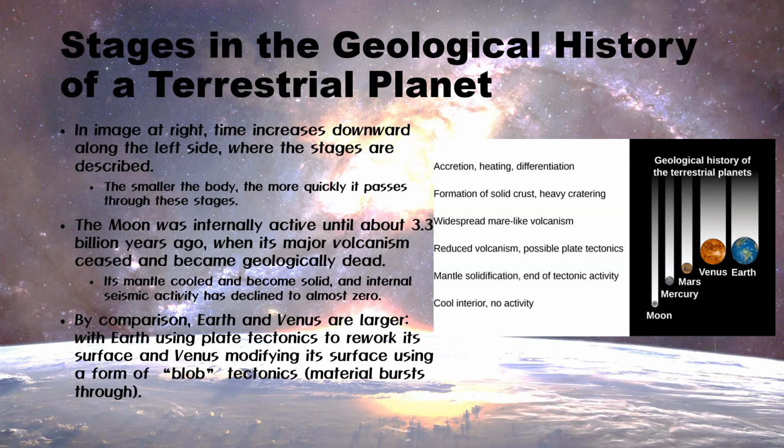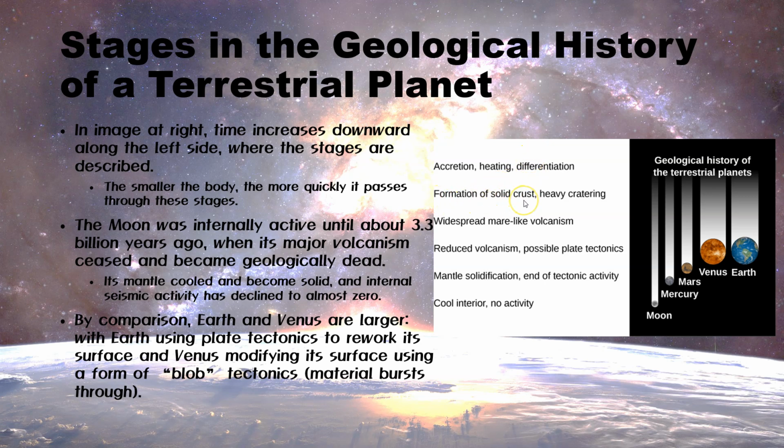By comparison, Earth and Venus are much larger masses, with Earth using plate tectonics to rework its surface, and Venus modifying its surface using a form of blob tectonics, where we have materials that burst through the surface. And again, if we look here, the cycle we talked about, we have accretion, heating, and differentiation, which is, of course, at the very beginning of a cycle.